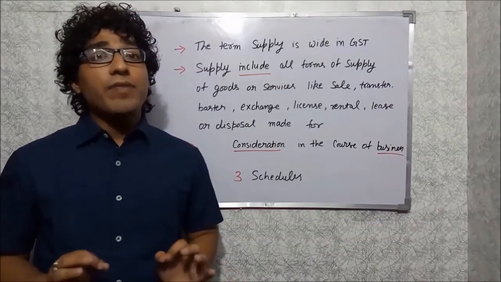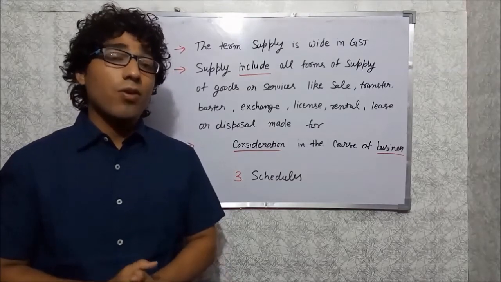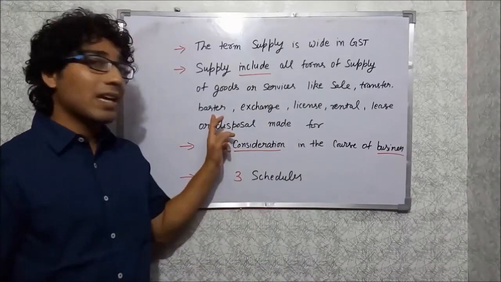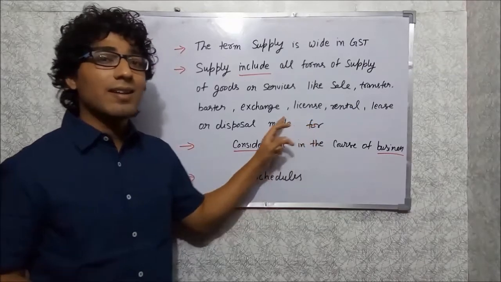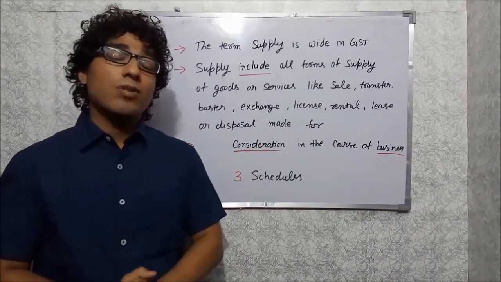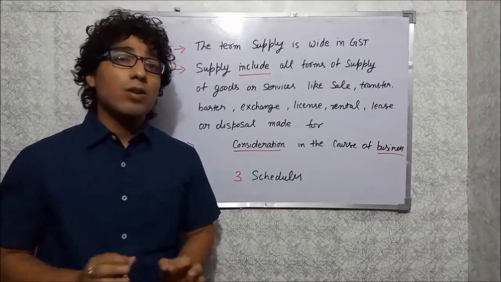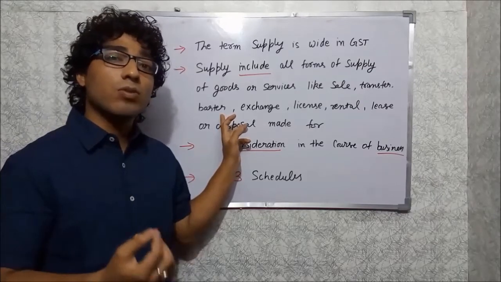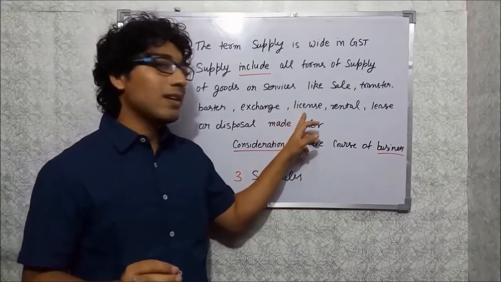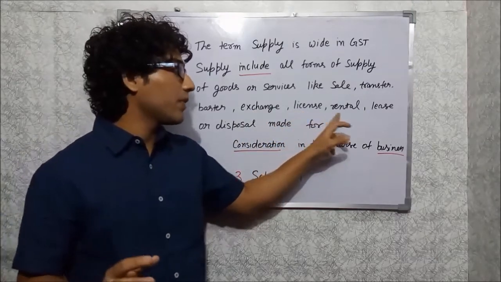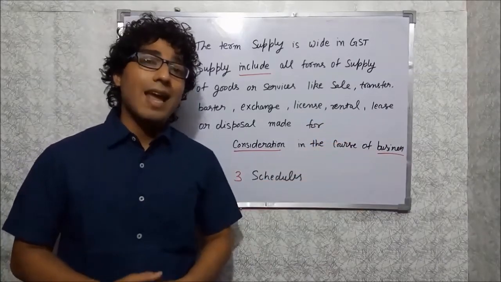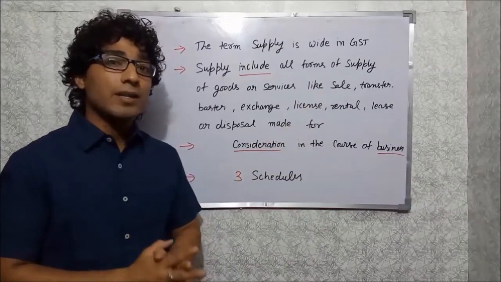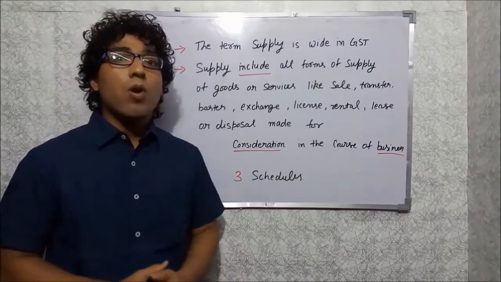So the scope of supply is very wide under the GST. Section 7 gives the definition or the meaning of supply. It says that the supply includes all forms of supply of goods or services like sale, transfer, barter, exchange, licensing, leasing, rental or disposal made for the consideration and in the course of business. So as we can see, the supply includes sale, transfer of goods or services, barter, like we exchange goods with other goods, and similarly exchange, licensing, like licensing of the telecommunication spectrum, rental of house property, leasing of land or other things, or the disposal like selling of the discarded goods.